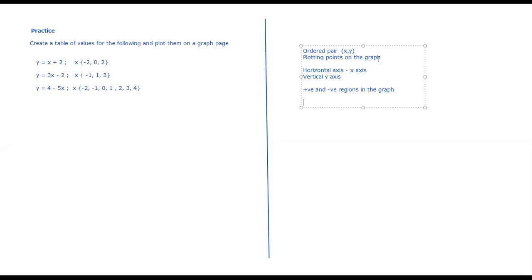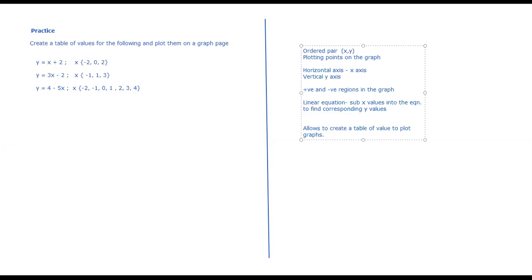What else did we look at? We looked at the linear equation, and how we could sub x values into the equation to find corresponding y values. And what do we do with this? That allows us to create a table of values to plot graphs.